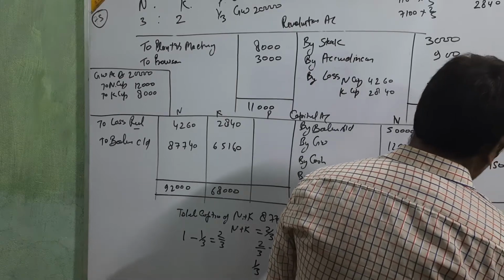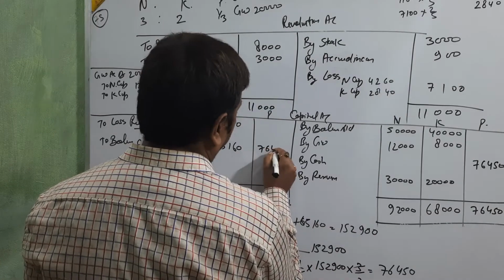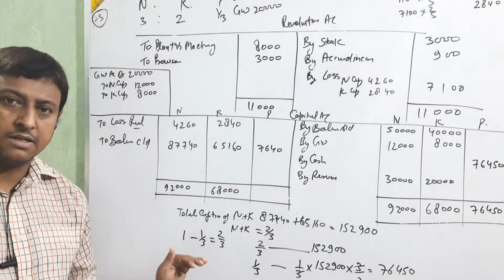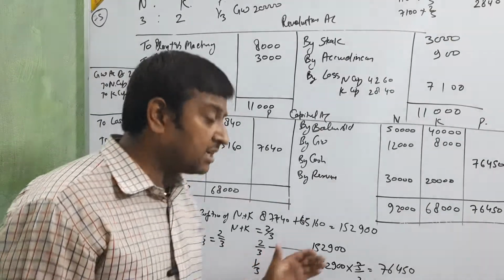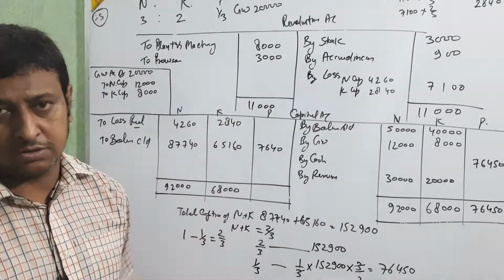76,450. Now this question, this capital account is finished. Are you clear how we are going to calculate this? We are taking the base for the calculation of capital of the new partner. The base is what? Ratio.